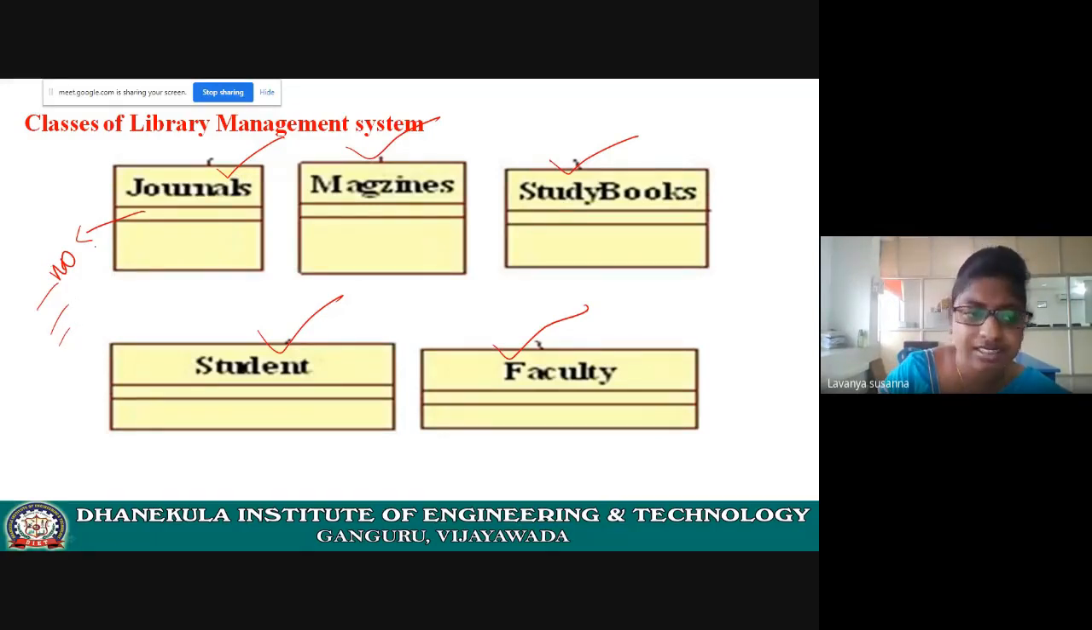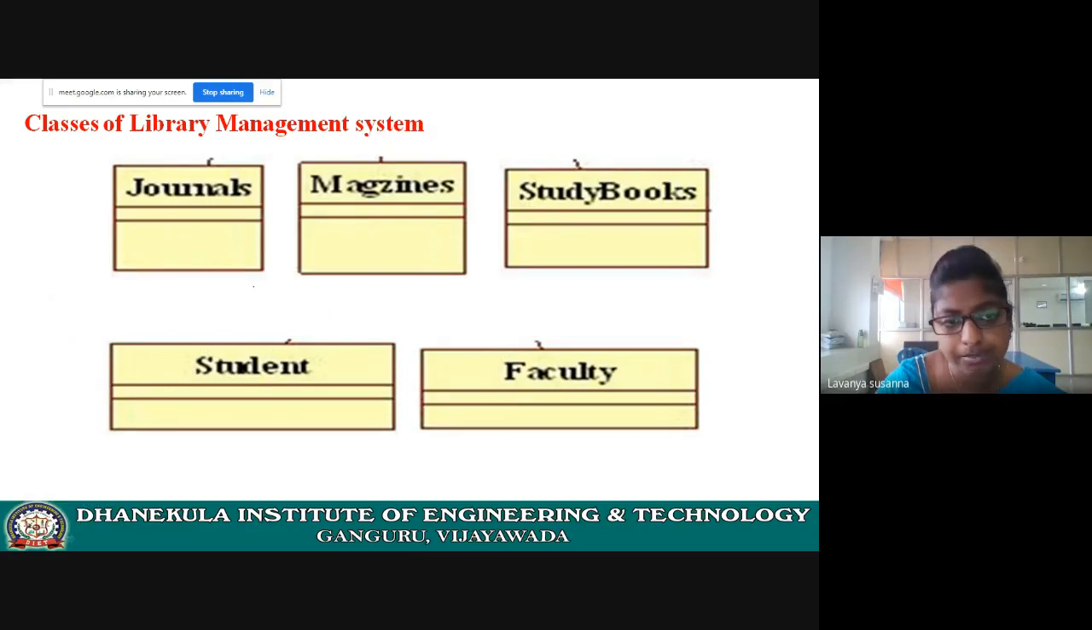If there are methods, here no need for any methods. Just there will be attributes. For student, there will be attributes and methods. Just identify all those things. Here I didn't represent it. It's your homework. Please do the homework. Please identify attributes and methods. These are, again, classes. I'm sorry, I didn't say. Apart from this, there are many classes: journals, magazines, study books, student, faculty. Student and faculty are members of the library. Now let us see the class diagram.